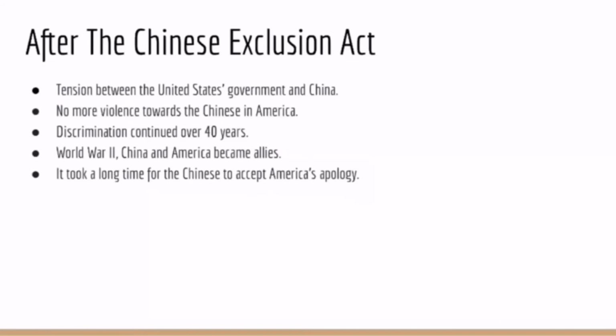However, during World War II, China and America became allies. Both were mutual enemies against the Japanese in the 1930s. It took a long time for the Chinese to accept America's apology. There was a lot of America's damage to minorities in the past that was necessary to be repaired.